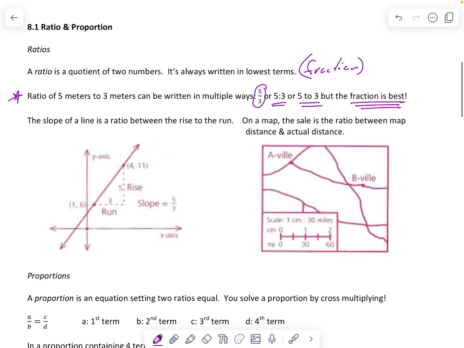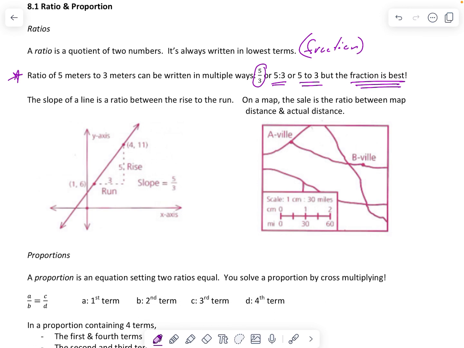The slope of a line is a ratio between the rise to the run. Remember, we define slope to be rise over run. And if you remember, that equation was y2 minus y1. That's the change in the y values, the rise, over x2 minus x1, the change in the run. You may need that later, hint, hint.